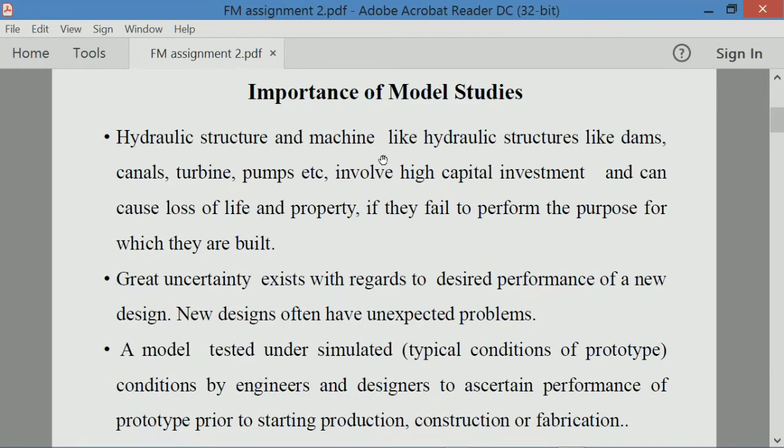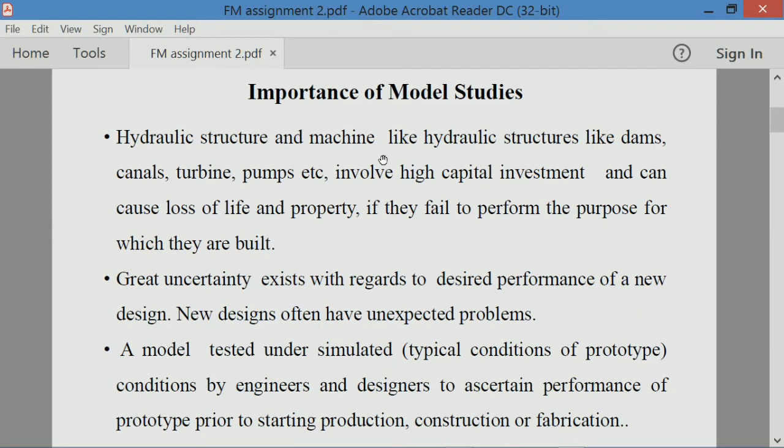Now, the importance of model studies. Why are this type of studies important? The hydraulic structures and machines, such as the various dams, canals, turbines, pumps, then penstocks, involve high capital investment because they are huge in size and a lot of time is required to construct them. A lot of investment and a lot of manpower is required, and if such things fail, then there will be a huge loss of that investment, manpower and time.